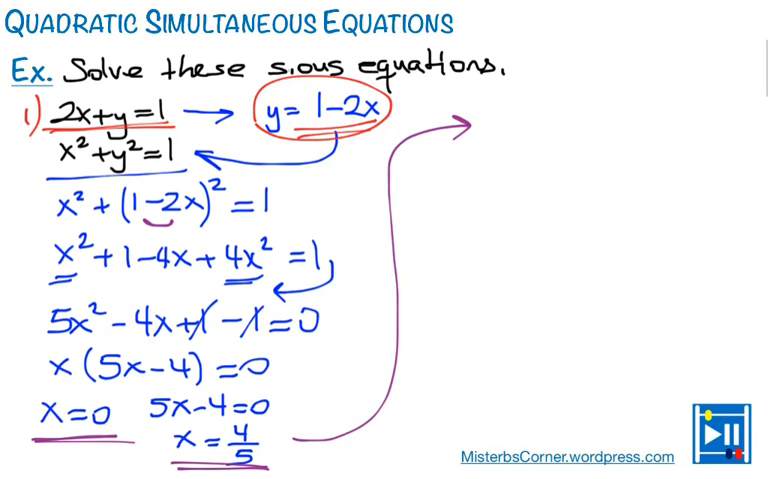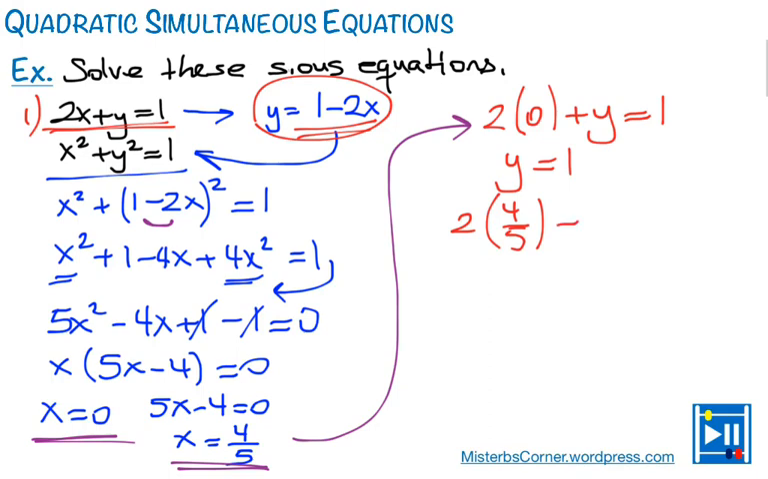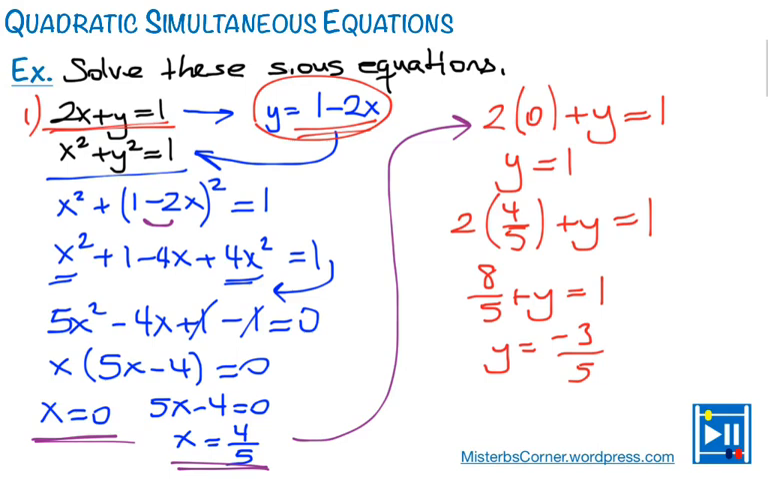So I go like 2 times 0 plus y equals 1. So from here y will be 1. And 2 times 4/5 plus y equals 1, so I end up with 8 over 5 plus y equals 1, where y would be minus 3 over 5.